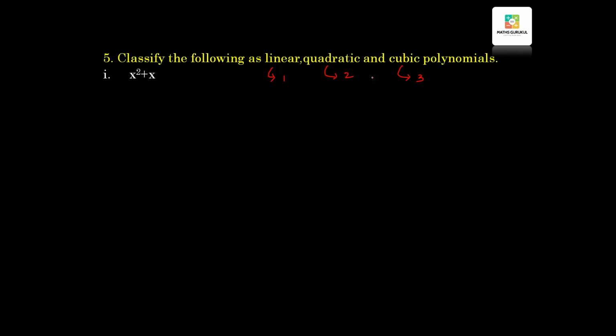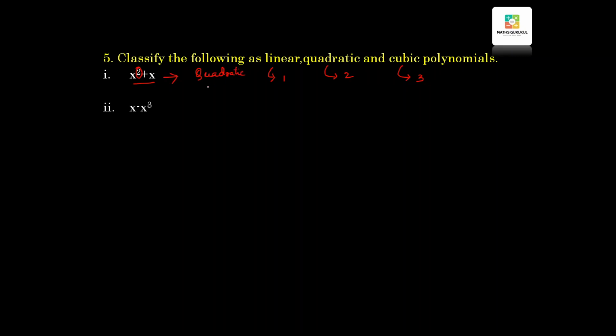The first one says x square plus x. Now if you notice here, we see that there is only one variable involved. And what is that variable? The variable is x. Okay. And what is the highest value of x? The highest value of x is 2. That means it is of degree 2. Since it is of degree 2, we can call this a quadratic polynomial. Okay. This is a quadratic polynomial.